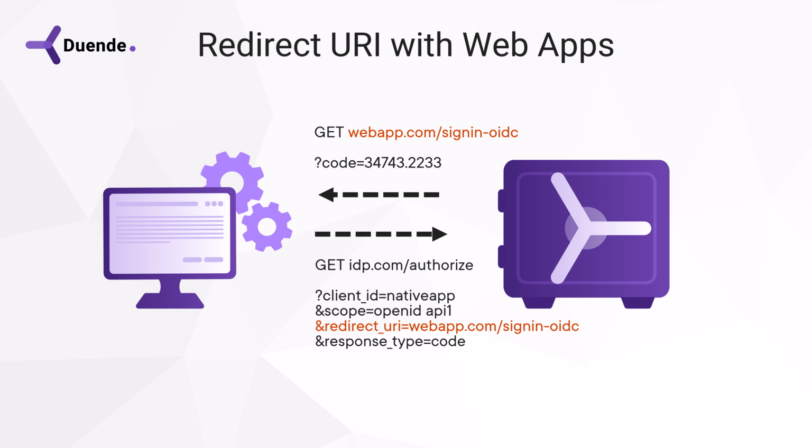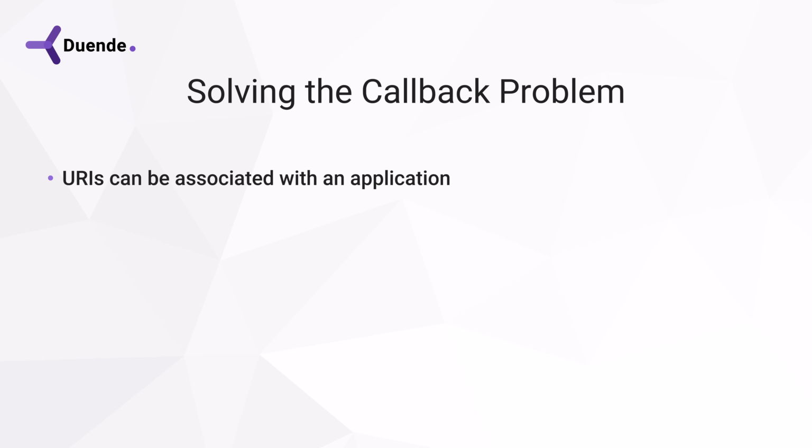Authorization code flow works with a redirect URI that the authorization server uses to call back to the application. Web applications live on a specific URL, but the native application doesn't. So what do we use as the redirect URL? The solution lies in the fact that URLs can be associated with an application in operating systems. You probably are familiar with this.